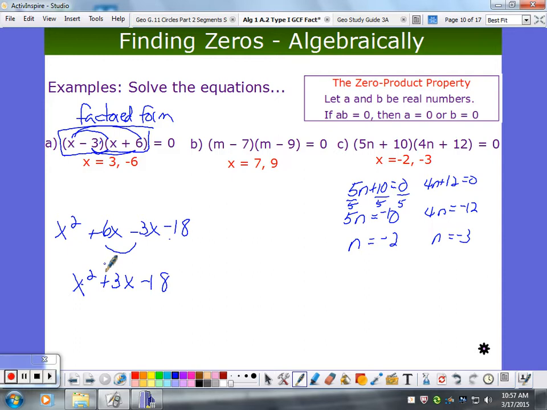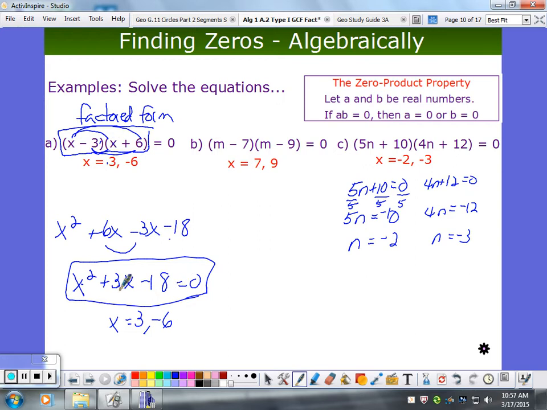This and this are equivalent, right? So if I have this equation, what are the solutions to this? 3 and -6. Yes. Because aren't these the same thing? It's hard. I don't know how to solve it when it looks like this, but I know how to solve it when it looks like this.